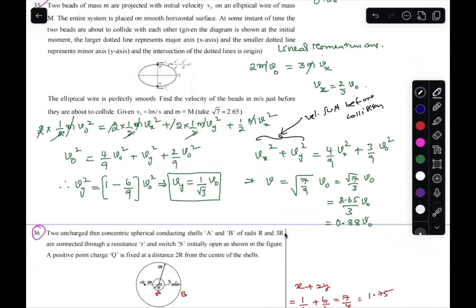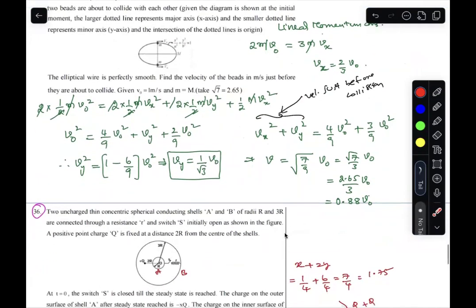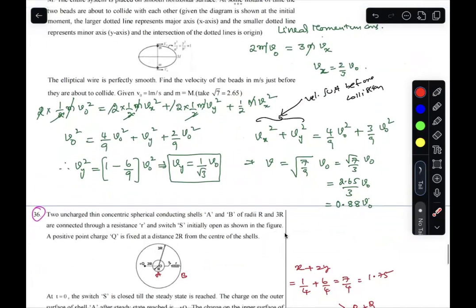So comfortably you can do this. Only worry is the calculation. At least you can do this.